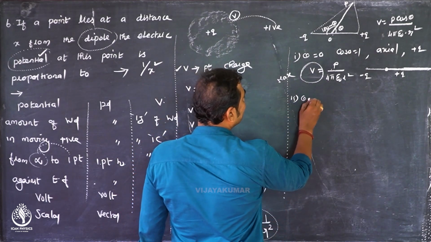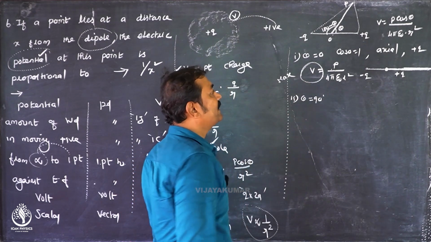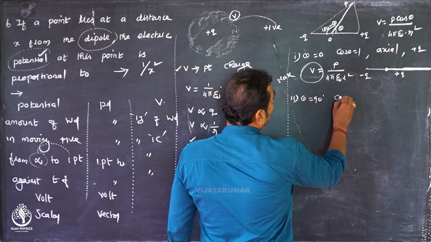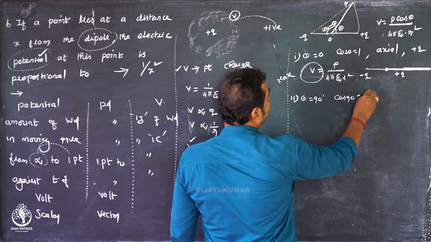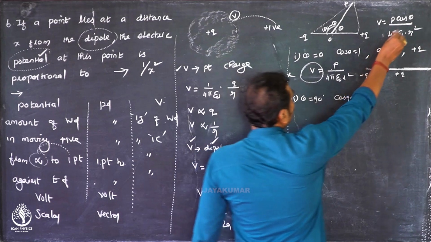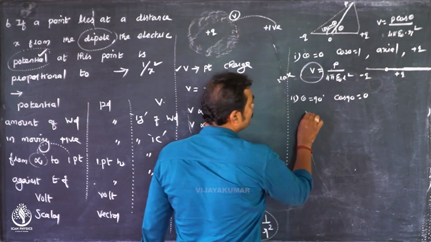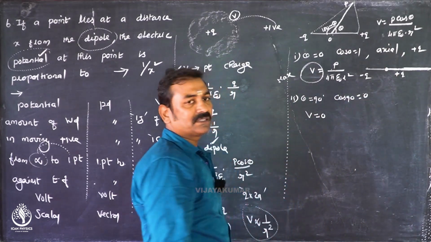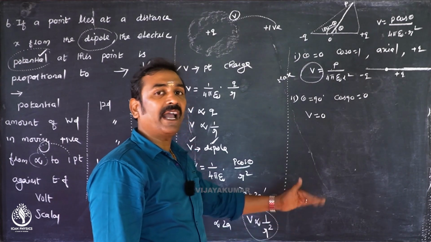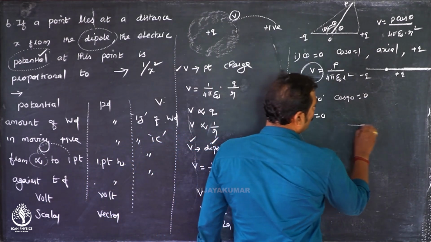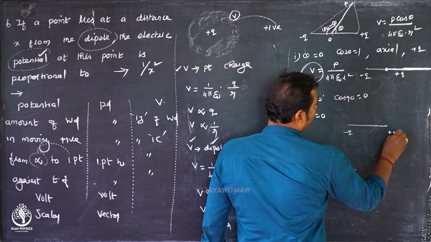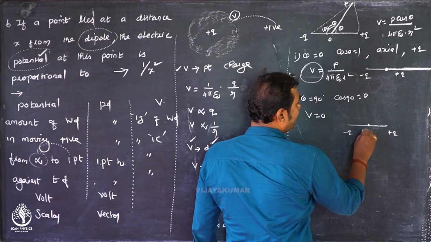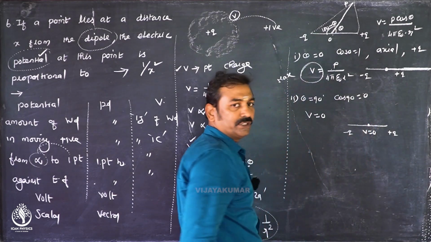When theta equal to 90, then cos 90 equal to 0. So 0 into something is 0. So the potential becomes 0. Where does it become 0? Between minus Q and plus Q, at this point, the potential becomes 0.